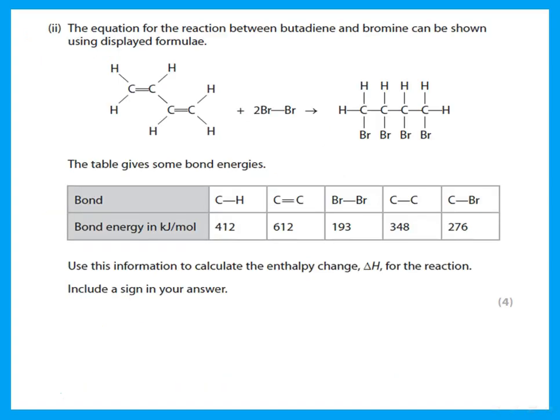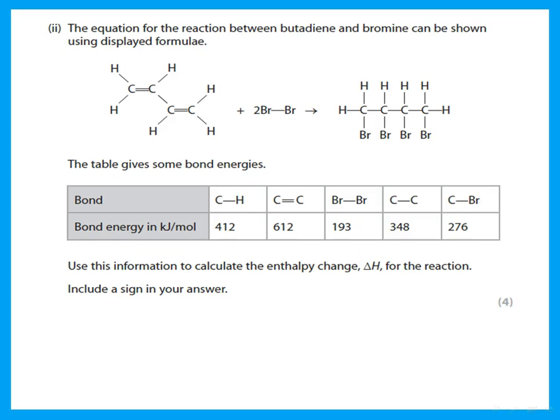The equation for the reaction between butadiene and bromine is shown. He gives me bond energies and he wants me to calculate delta H. Again, how do we calculate delta H? We said we are going to add up all the energy needed to break the bonds before the arrow. So to break the bonds in the reactants, this is a positive value of delta H.